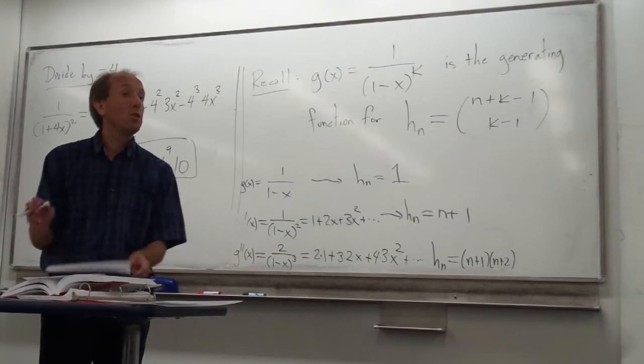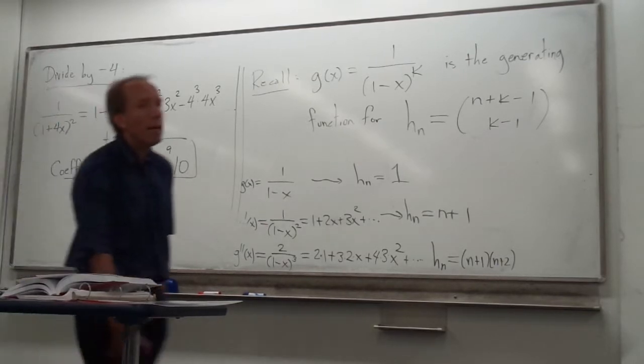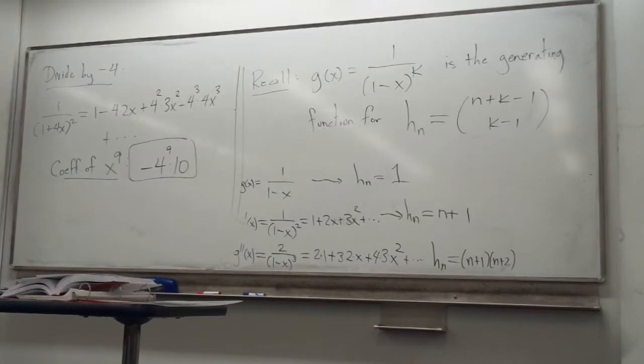Just like that. Jeff, can you just think of this as multiplying 1 over 1 plus 4x times itself? Yeah, you can do that too. The problem with that is, in terms of answering the question, you have to literally foil this with itself in your mind, and look for the coefficient of x to the 9th.